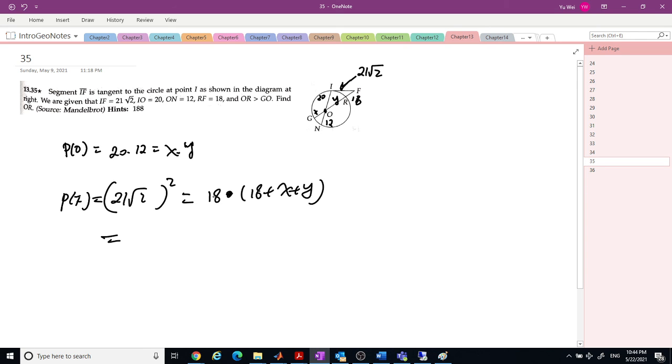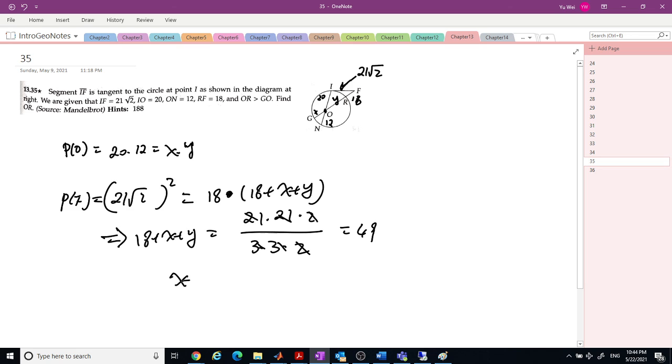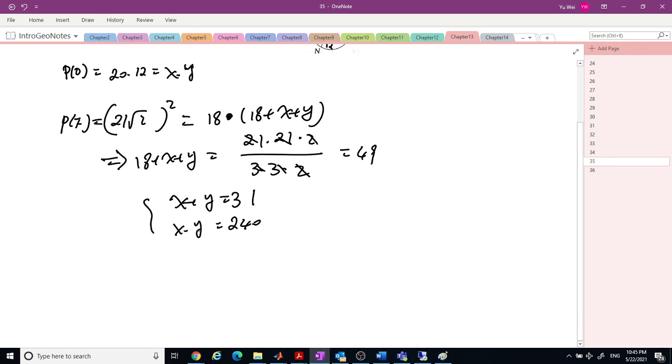Let's do this. So 18 plus x plus y is equal to 21 times 21 times 2 over 18, which is 3 times 3 times 2... is 49. So x plus y is equal to 49 minus 18, which is 31. And x times y is 240, right?